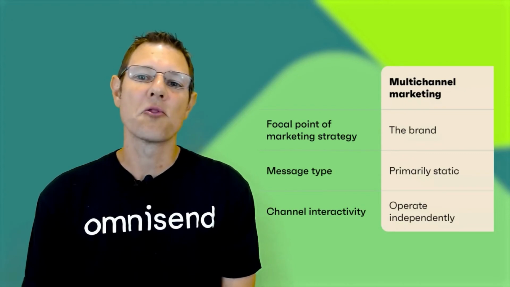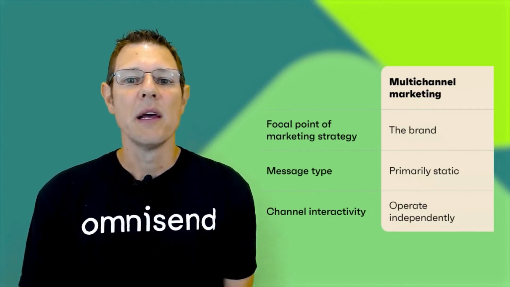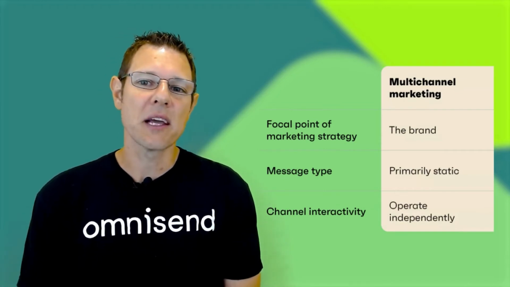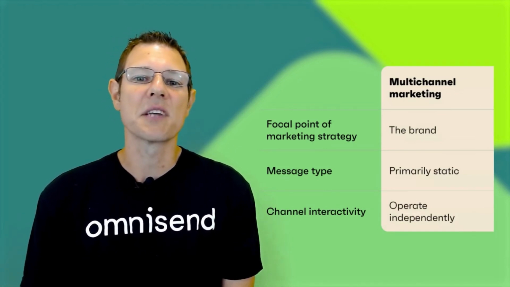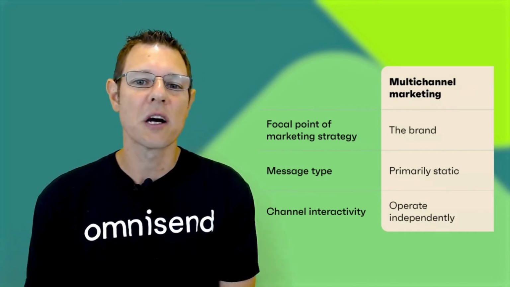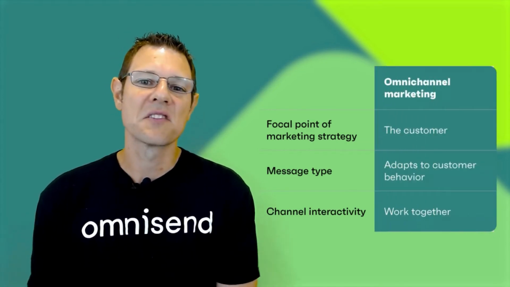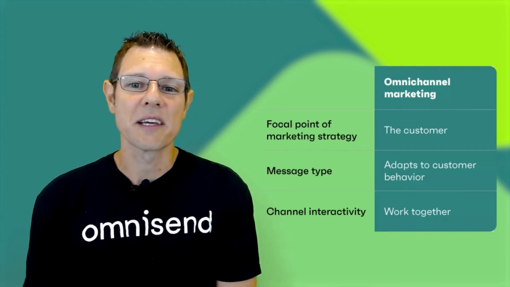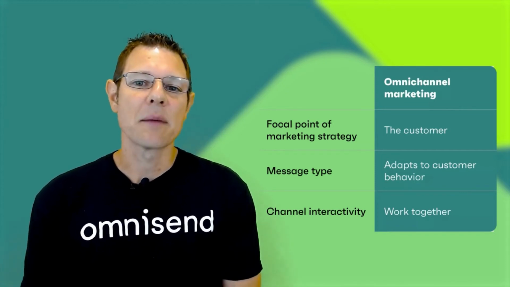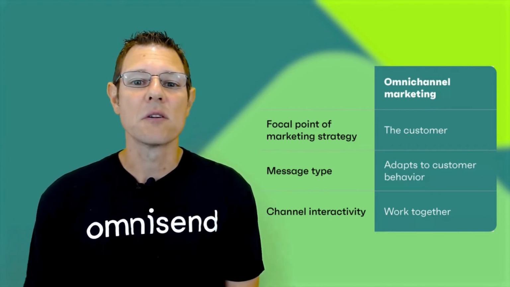If this example sounds familiar, it's because most businesses practice multi-channel marketing. So with multi-channel marketing, the brand is at the center of the marketing strategy. Channels operate independently of one another. It consists of primarily static communication with messages that are relatively the same sent across several channels. And channels don't update and personalize to suit the customer's needs or stage in their shopping journey. With omnichannel marketing, the customer is at the center of your marketing strategy. The channels work together, and the message changes and adapts to how the customers have interacted with your brand. Customers' behavior prompts updates to each channel.